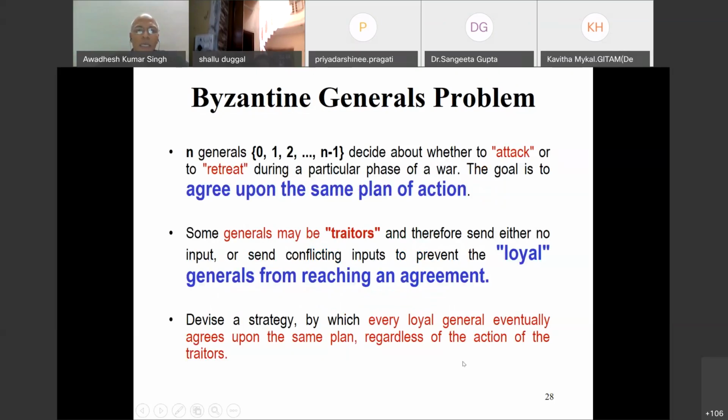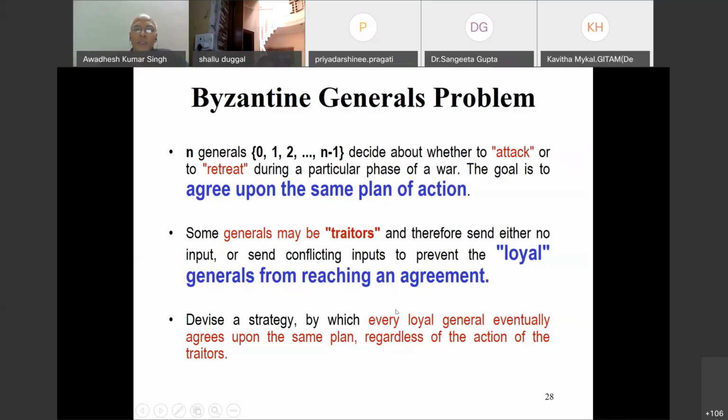The question is, all the generals should agree upon a particular plan of action, whether to attack or to retreat. Now, there could be some traitors. Traitor means they are not loyal. The problem in hand is that despite the presence of some traitors, the loyal generals should not be blocked from reaching agreement.